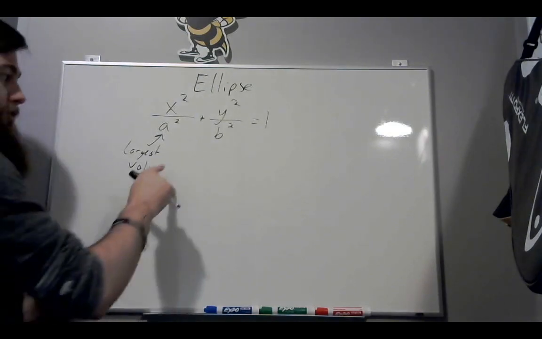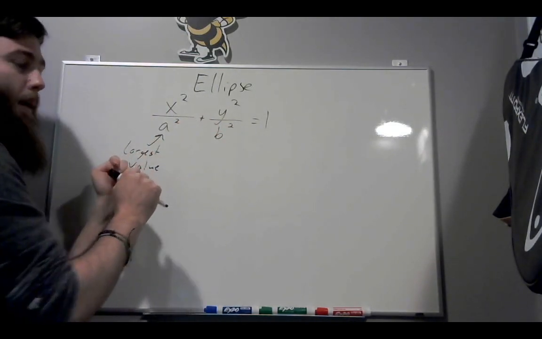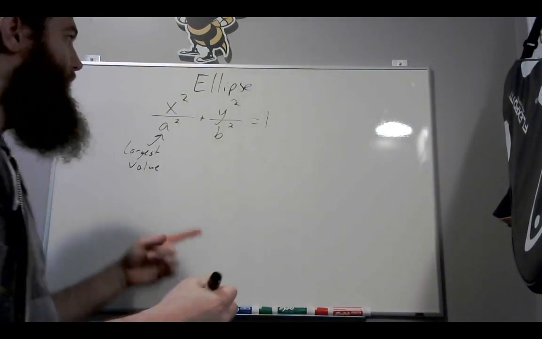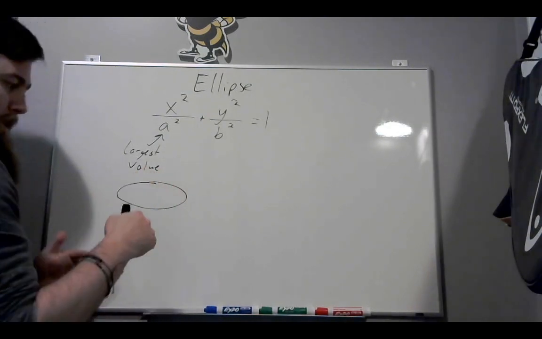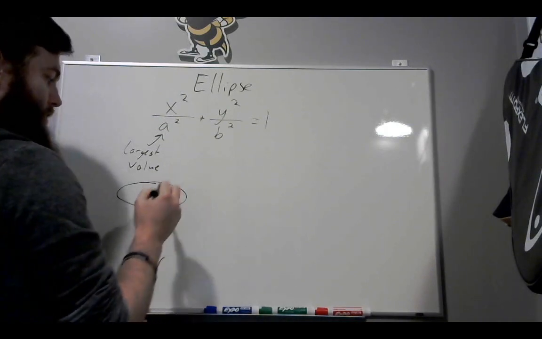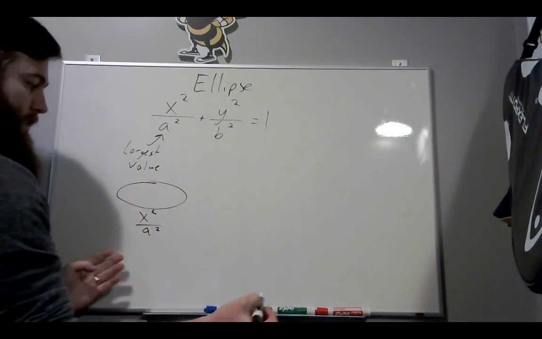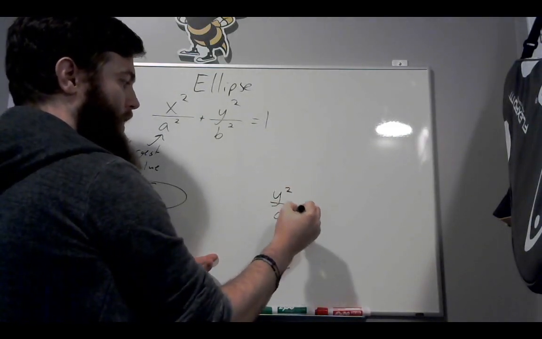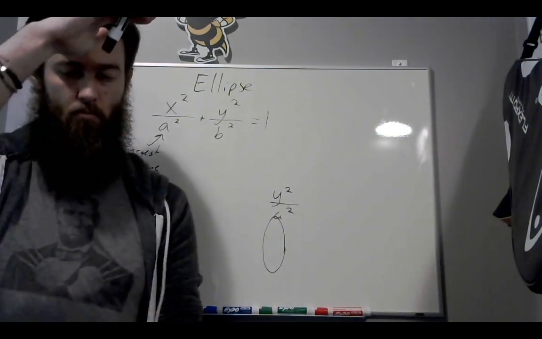Whichever denominator has the largest value tells you what type of ellipse you're going to have. If the larger value, a squared, is under the x squared, we're going to get more of a wider ellipse. If it's ever under the y squared, you get more of an elongated ellipse.